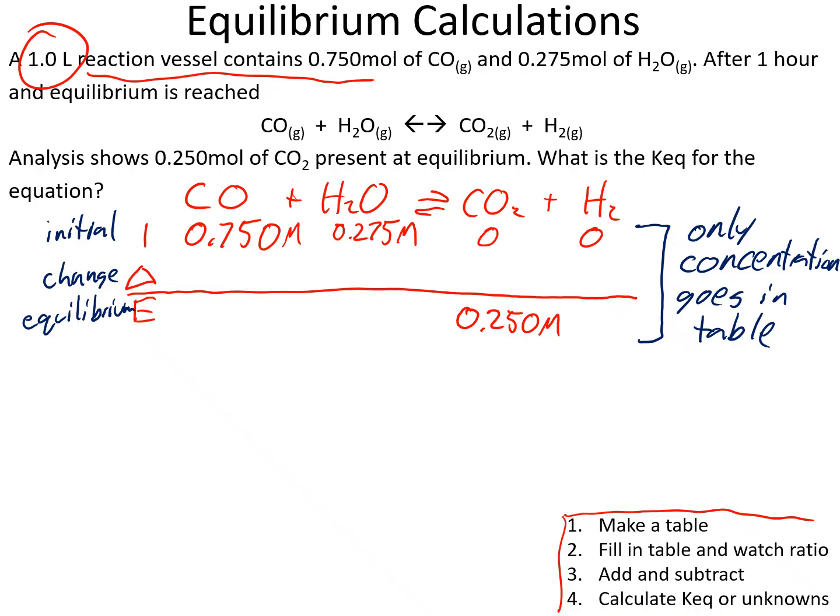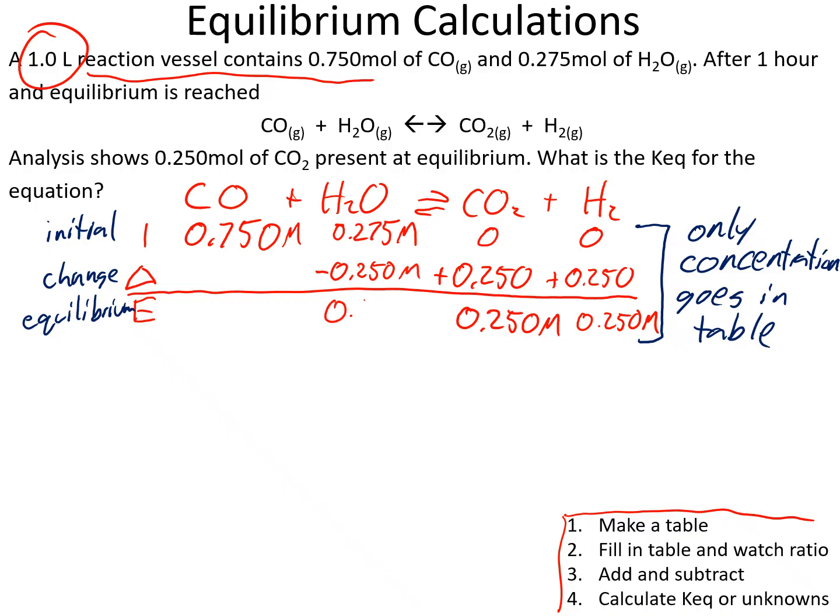Okay. Now the big question is, how did this change? How did it go from 0 to 0.25? Well, this had to increase by 0.250. And that means since it is a 1-to-1 ratio, hydrogen had to increase by the same amount. So this also had to increase by 0.250 molarity. So this is going to be 0 plus 0.250 molarity. Since it's a 1-to-1 to 1-to-1 ratio, these things decrease by 0.25.